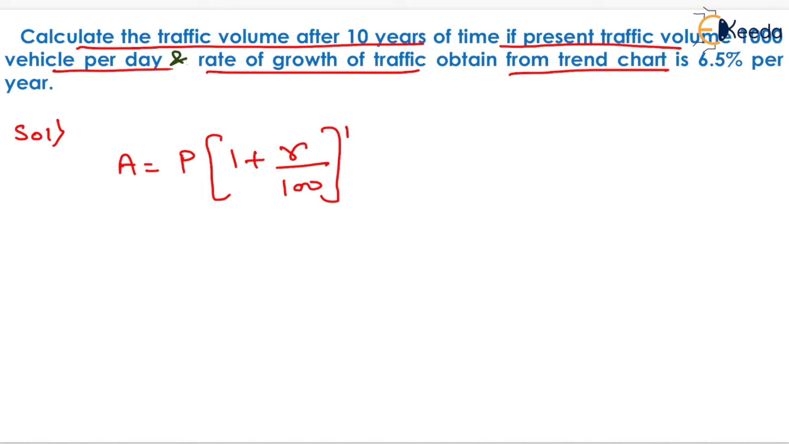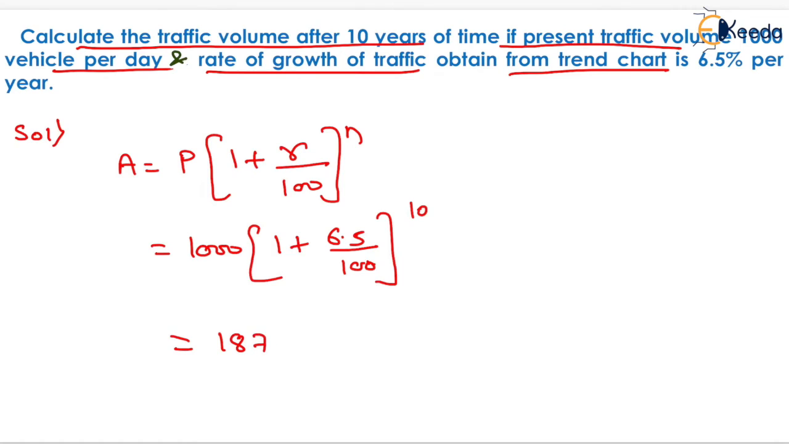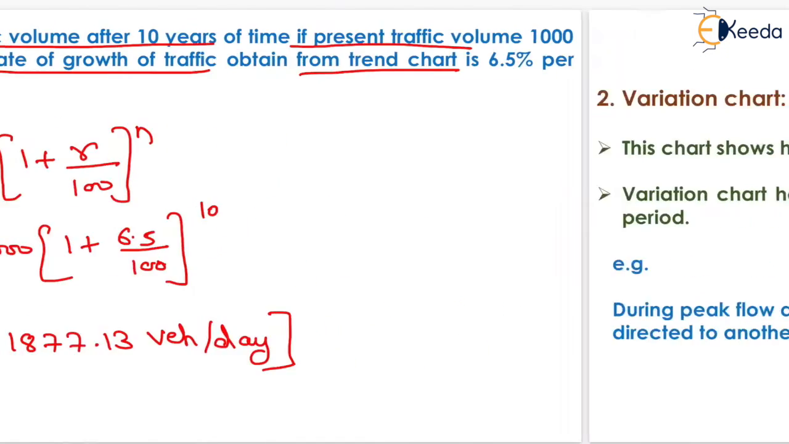Now in the question it is already given that the value of P is 1000. The rate of growth of traffic is given as 6.5%, and the value of n is given as 10 years. On solving these, we will get the answer as 1877.13 vehicles per day. That will be the traffic volume after 10 years.